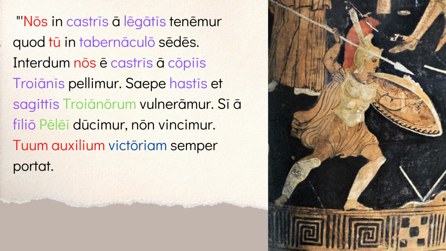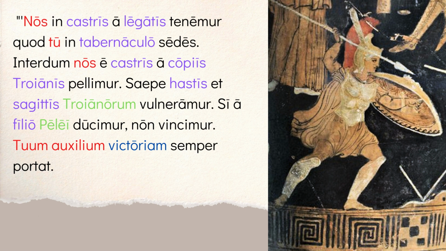It says, nos in castris a legatis tenemur quod tu in tabernaculo sedes, right? So Patroclus says, we, nos, are held, tenemur, not we hold, but we are being held in castris, in the camp, a legatis, there's your ablative of agent, by the commanders, the lieutenants, you might say. So he's saying we're not able to fight, we're being kept in camp, quod, because tu sedes, you are sitting, active voice, right? You are sitting in tabernaculo, in your tent. So he's saying the commanders aren't letting us out because you're not coming with us, right? You're sitting in your tent. So we're not able to go fight.